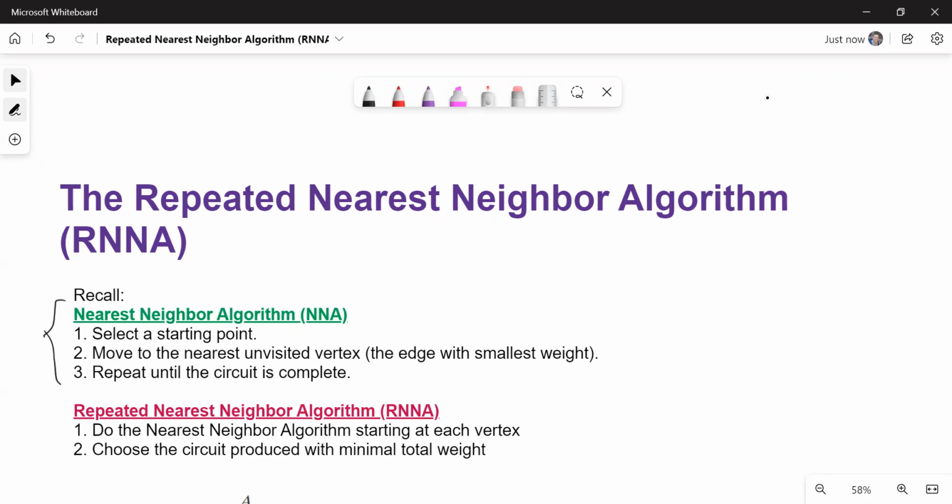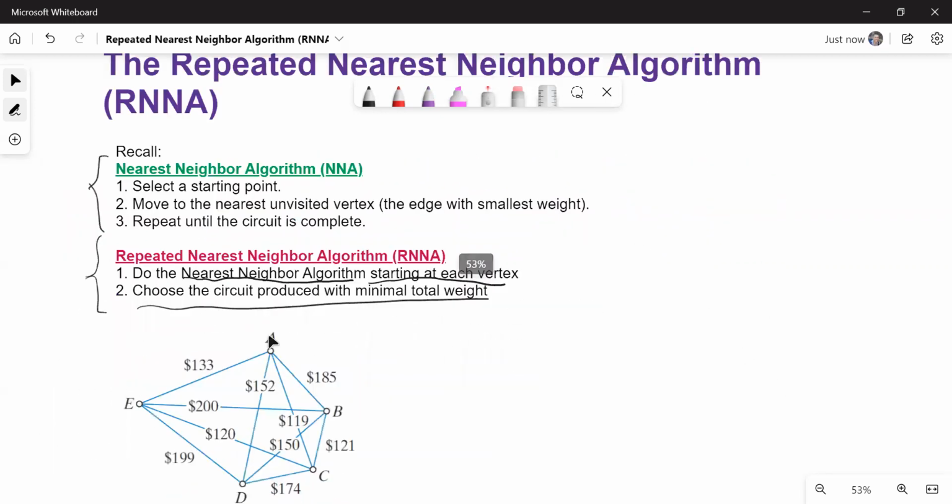Well, all we're going to do is update this to say the repeated nearest neighbor algorithm is do the nearest neighbor algorithm, starting at each vertex. So if there's 4 vertices like A, B, C, D, you would do it 4 times. And then you would choose the one that gave you the minimal weight. Okay, so let's take a look at this example.